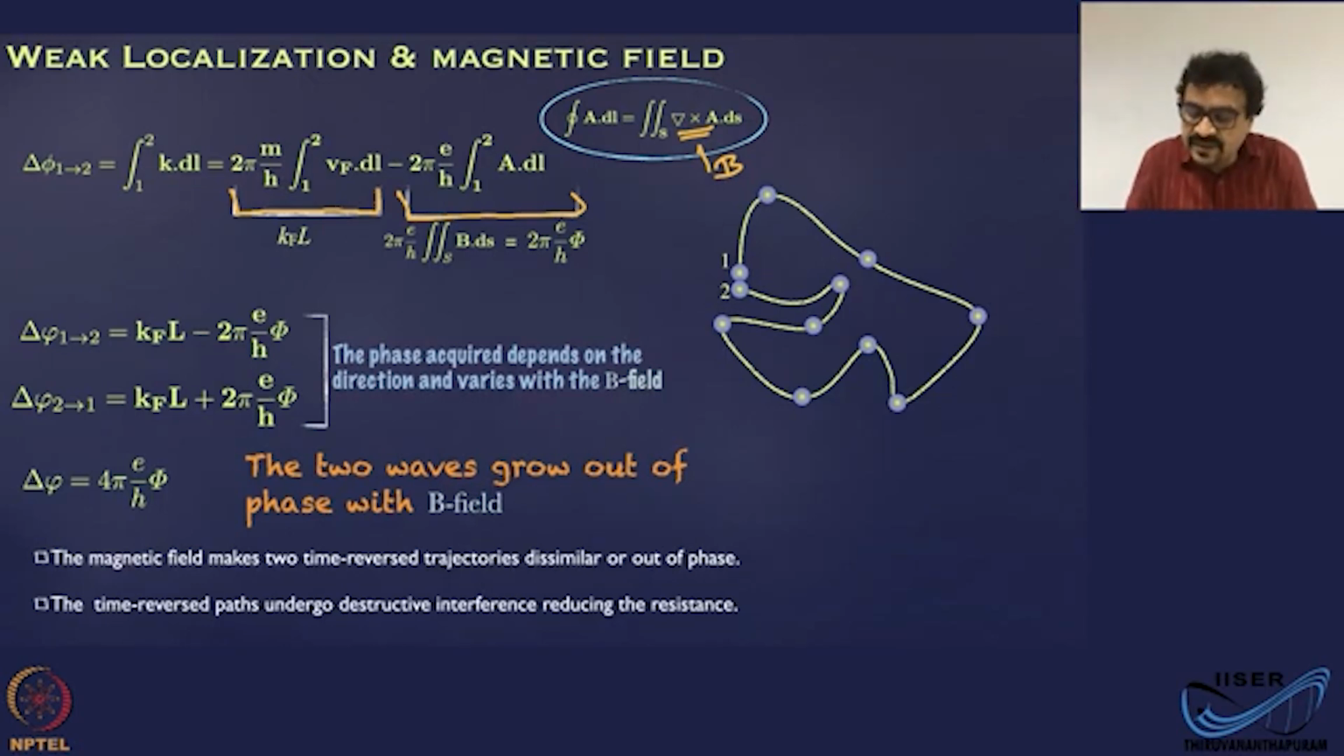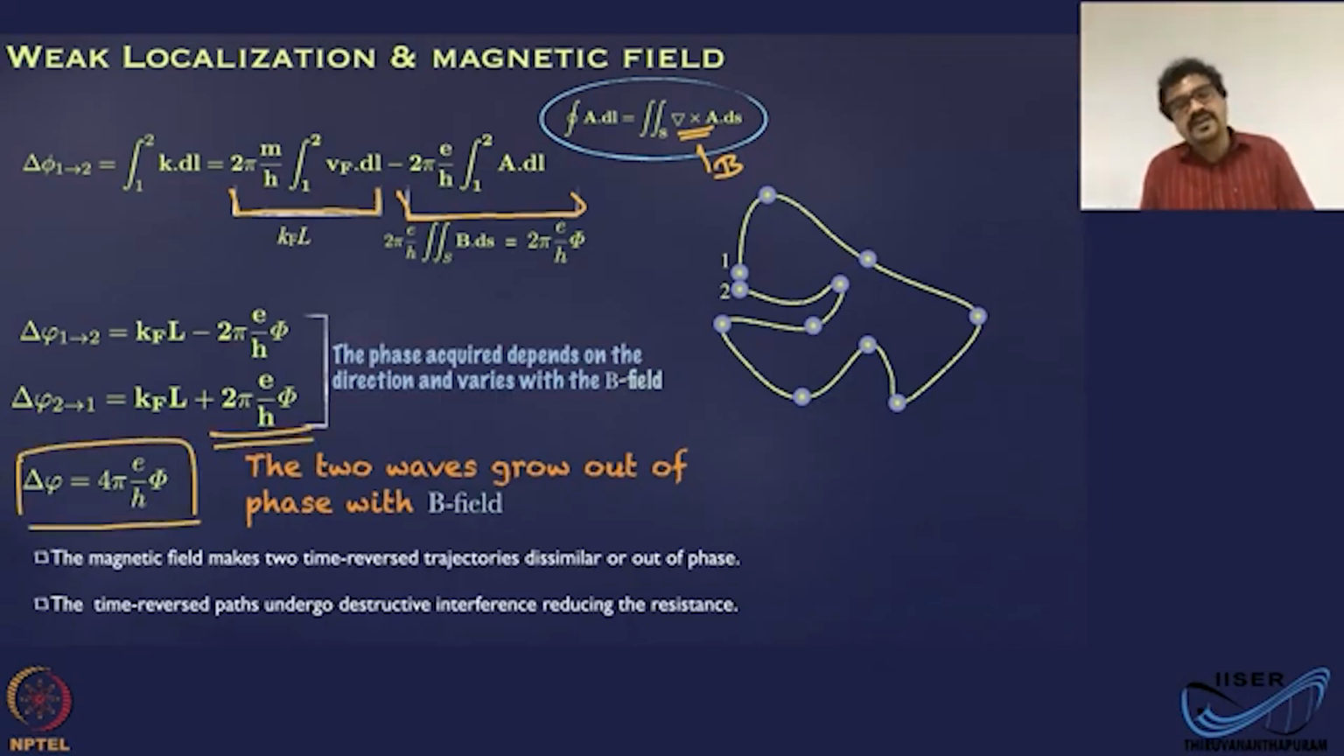What that means is this phase difference between the forward and reverse propagating paths becomes 2 pi e by h phi minus minus 2 pi e by h phi. So that becomes 4 pi e by h phi. The two waves now grow out of phase with the magnetic field, or the flux phi.